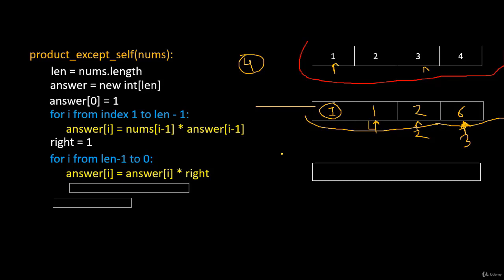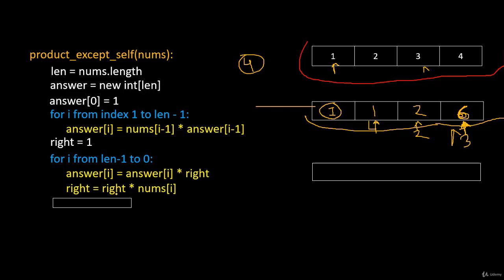And in this case, answer[i] points to this index here. In this case 0, 1, 2, 3, this index 3. Then answer[3], 6, times right. Right equals 1. So 1 times 6 equals 6. So what do we have here? We just overwrite 6 by 6. Then this goes to this line.